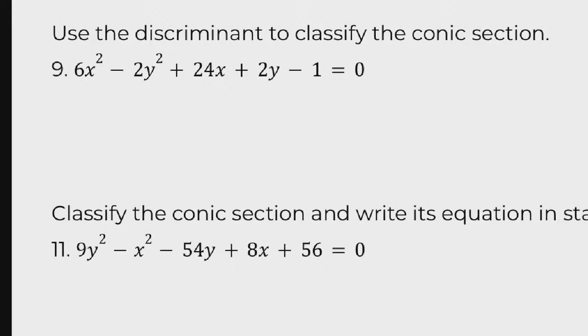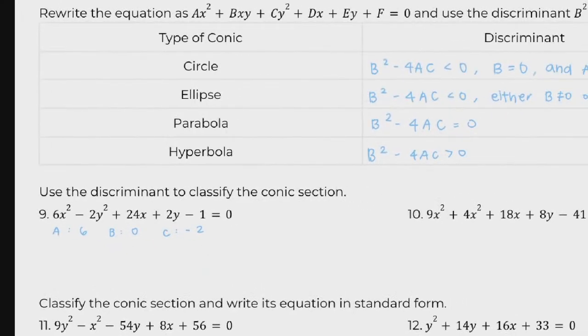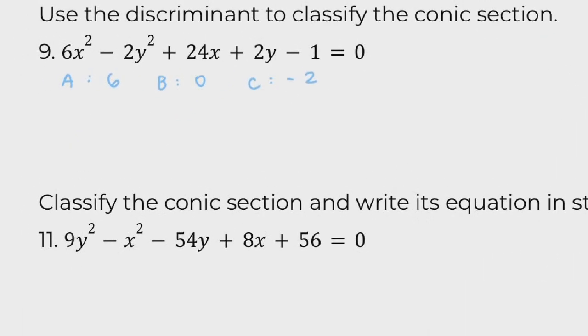Okay, so we have a is 6, b is 0, and c is -2. So a is the number in front of x squared, which is 6, b is the number in front of xy, and since there's no xy in this equation, that means it's going to be 0, and c is going to be the number in front of y squared, which is -2. So using the discriminant, we get 0 squared minus 4 times 6 times -2, so that's going to be 48. And since it's positive, that means this is a hyperbola.